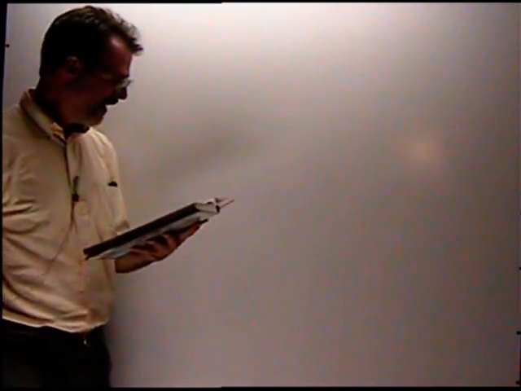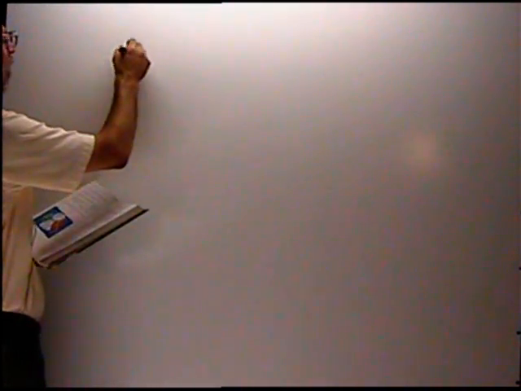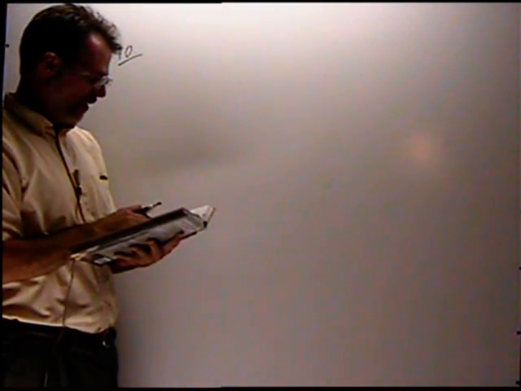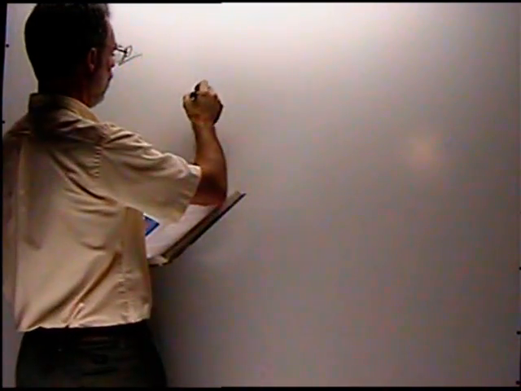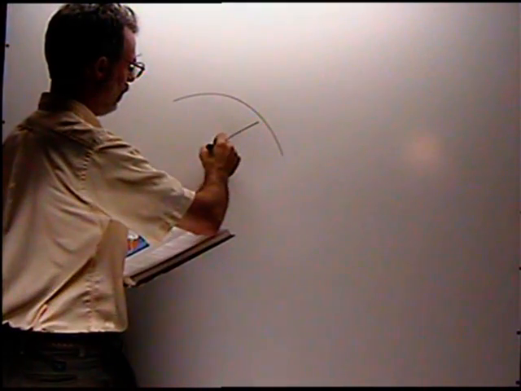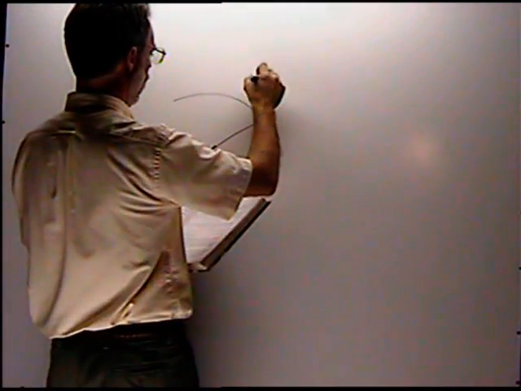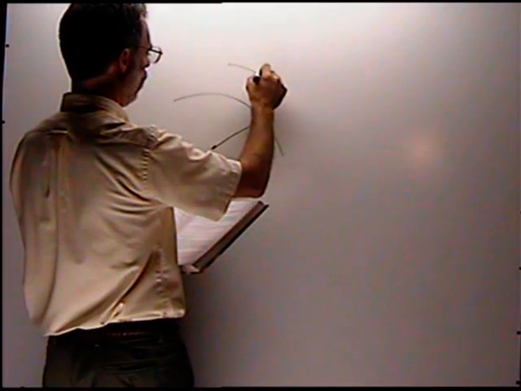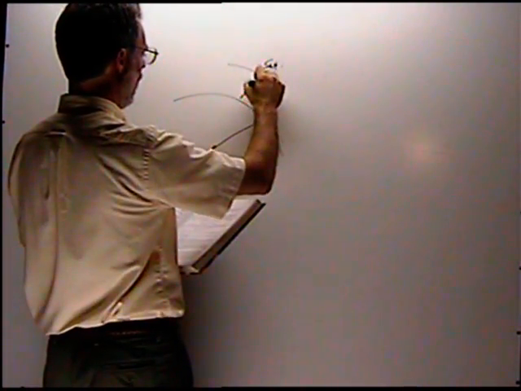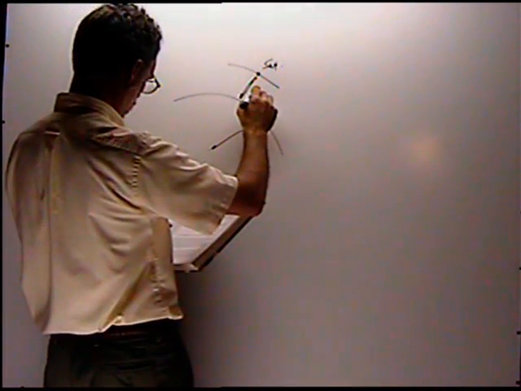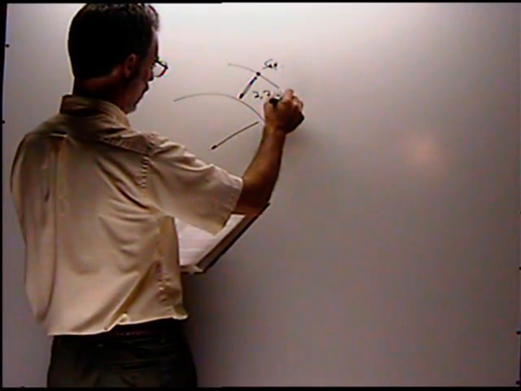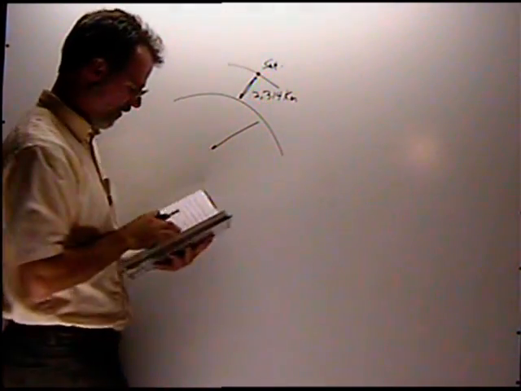Okay, a satellite orbits, this is number 10. A satellite orbits the Earth at an altitude, here's the Earth, and here's the center, and the satellite is out here orbiting. Here's the satellite, orbiting with an altitude, that distance there, of 2,314 kilometers. What is this?